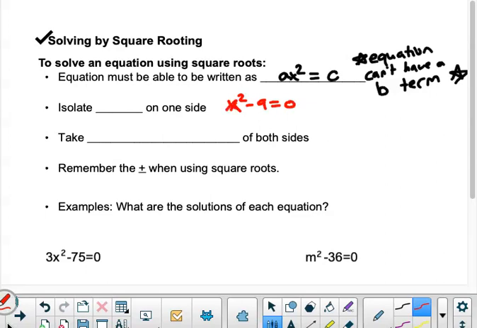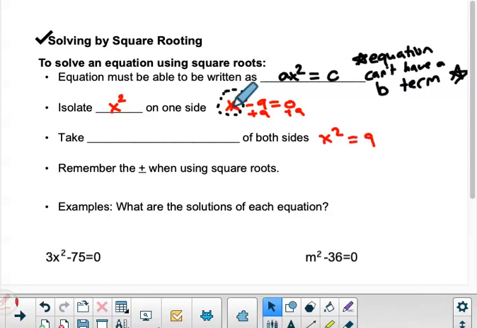What we want to do is isolate the x squared on one side. That means I need to make the x squared the only thing on the left-hand side, so I move this negative 9 over by adding 9 to both sides. Then I'm at x squared equals 9. Again, it has to be able to be written like this. Notice that this form matches this form.